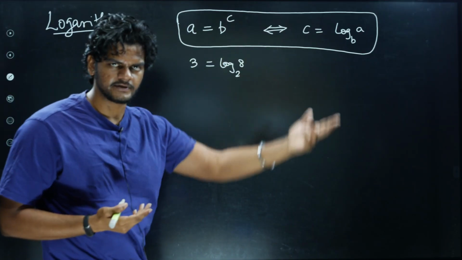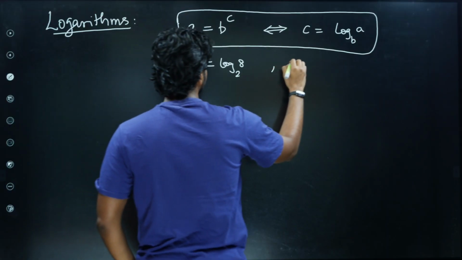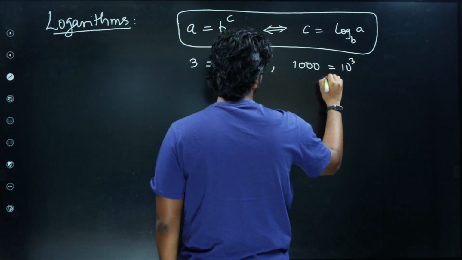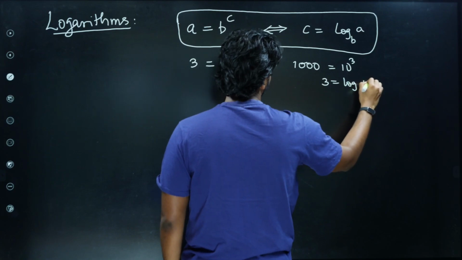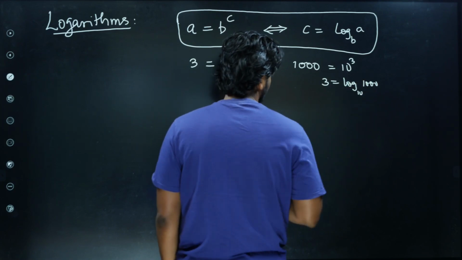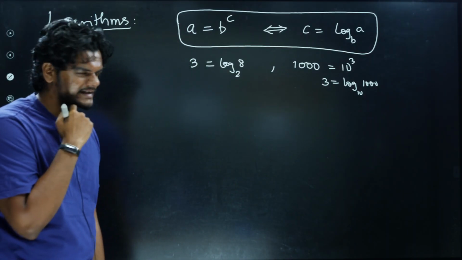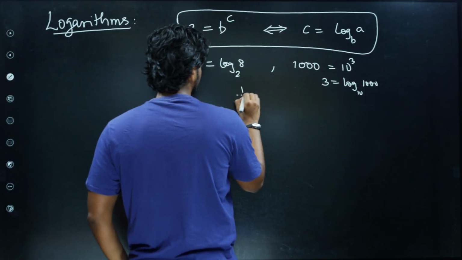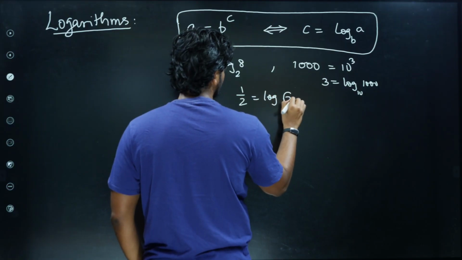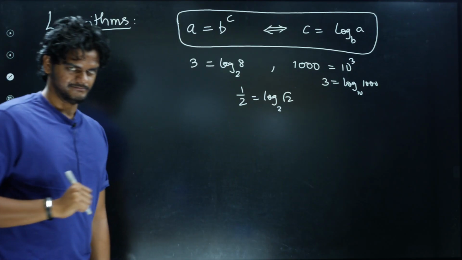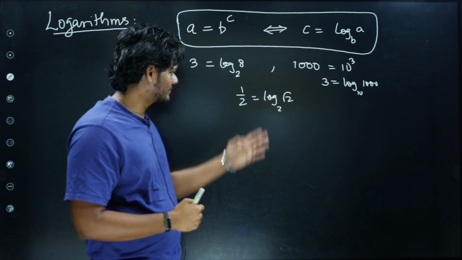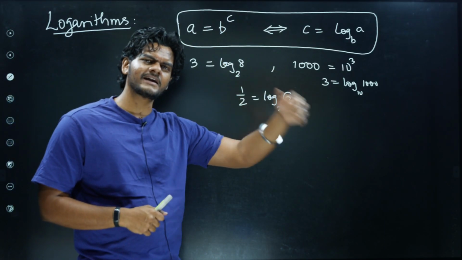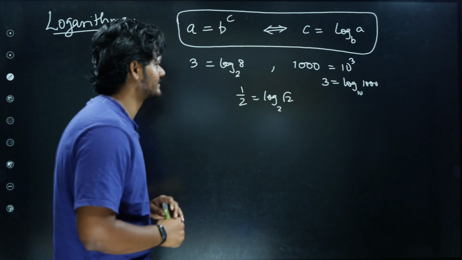Because 8 is 2 cubed. And I can take numerous examples. 1000 is equal to 10 cubed, so again 3 is also log 1000 base 10. Whatever power you can think of. So 1 by 2 is equal to log root 2 base 2. This is also obvious because root 2 is basically 2 power 1 by 2. So it need not be an integer; it can be a fraction, it can be irrational, doesn't matter. We can always do this.